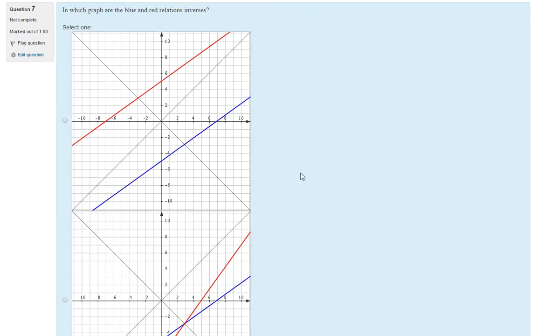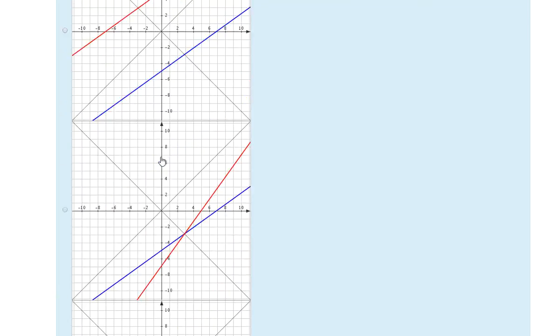Okay, now we're looking to see which of these graphs represent an inverse. So which are graphs of inverses? We know that the graphs of inverses have symmetry about the line y equals x, the diagonal line. Okay, this almost looks like it at first, but we can see that it's not really. It appears to instead be maybe like a rotation about the origin or something, but the red line and the blue line are not reflections about the line y equals x.